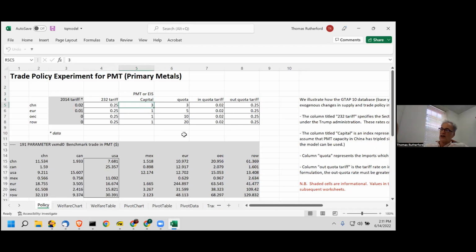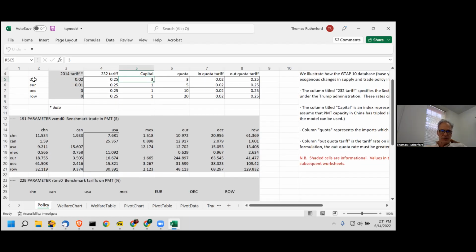I do the shock, and then I'm going to relax the 232 tariff with a quota on how much can come in at the low tariff rate. So I'm going to relax to the 2% tariff rate up to that level. And you can read here, for example, China imports to the US in the benchmark data set in 2014 was 7.6, and I'm going to give them a quota of 3.